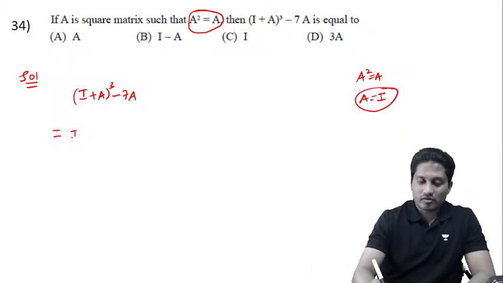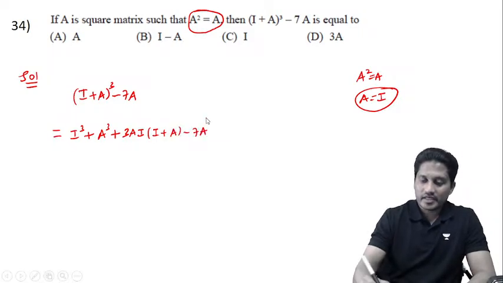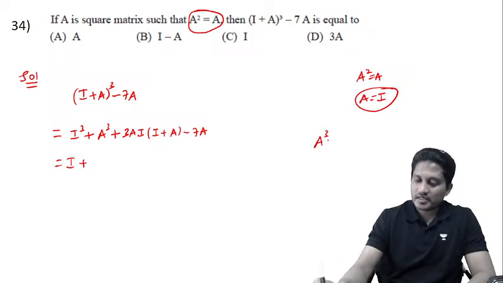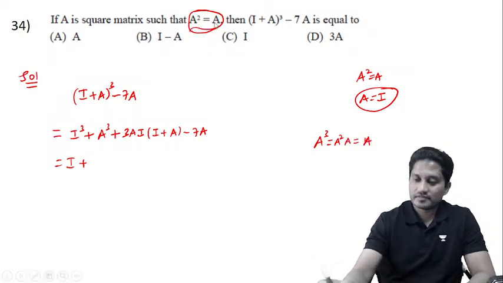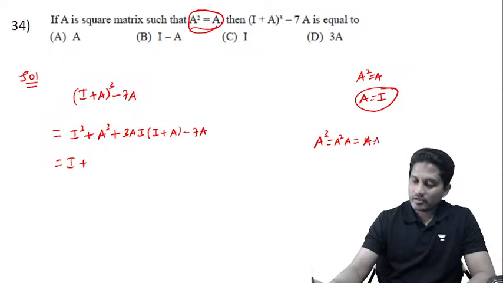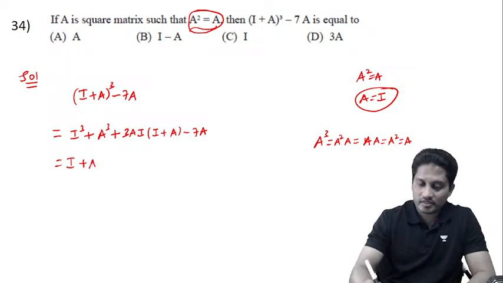Only square of identity you get back the same thing. Or if I use A plus B the whole cube here, you will get A cube plus B cube plus 3AB into A plus B, minus 7A. I square is I. I cube is I. A square is A square. A cube is A square into A. A square is A, right? According to the question, into A. Again, this is A square. A square is equal to A. So this A cube is equal to A only.